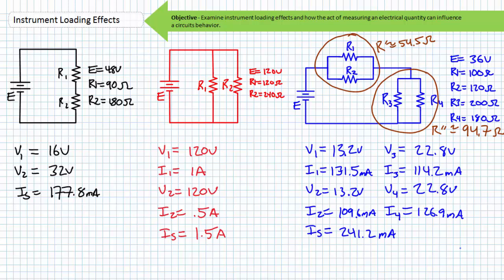The results for Circuit 3 are as follows. V1 is 13.2 volts, as is V2.